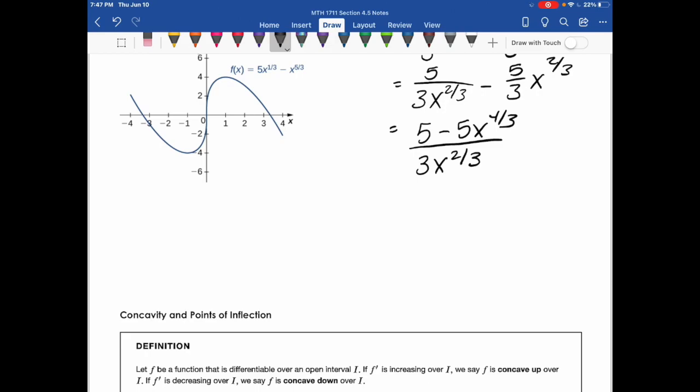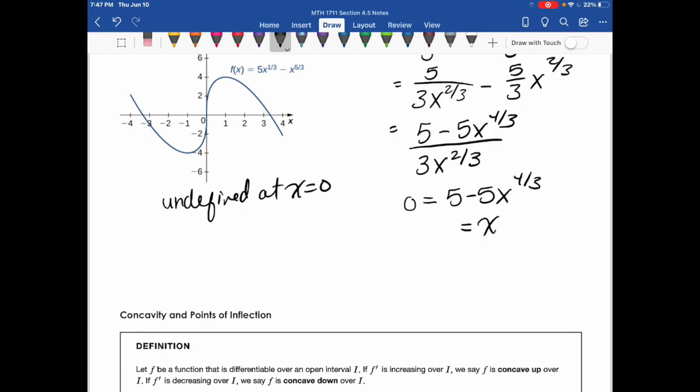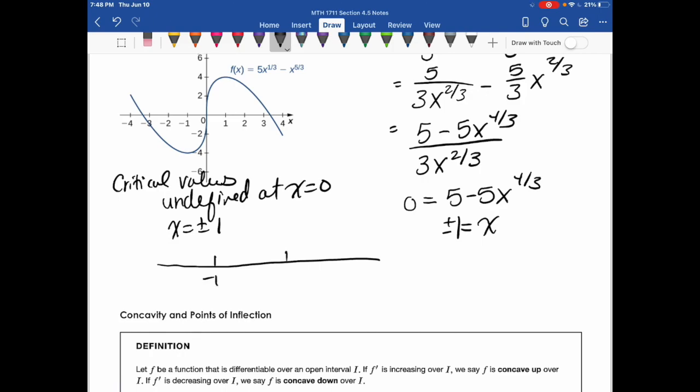Then we have to set the derivative equal to 0 to find the critical values and figure out also where the derivative is undefined. Now, because the derivative is a fraction, we can see that it's undefined at x equals 0. When we set the numerator equal to 0 to find where the derivative is 0, we get that x is plus or minus 1. So our critical values are x is 0, and where the function is 0, we have x is equal to plus or minus 1.